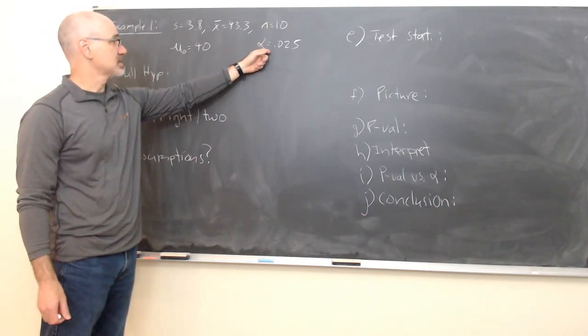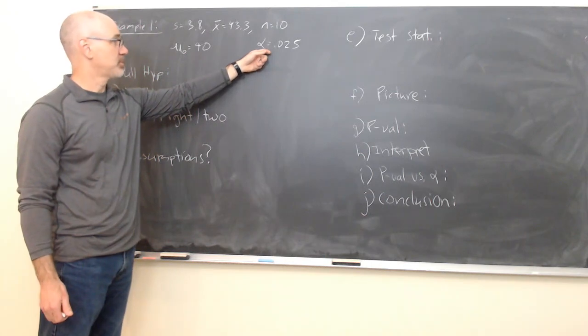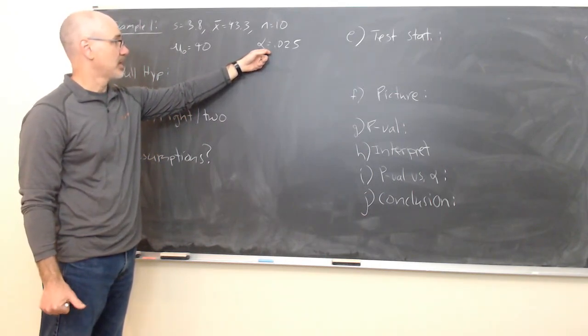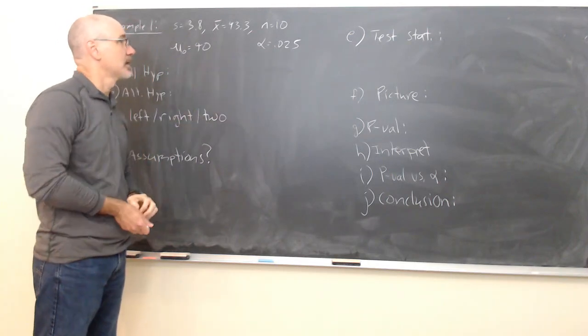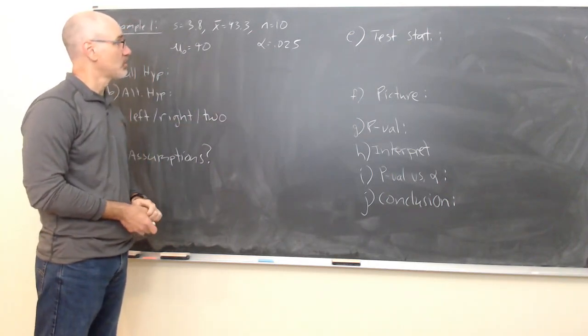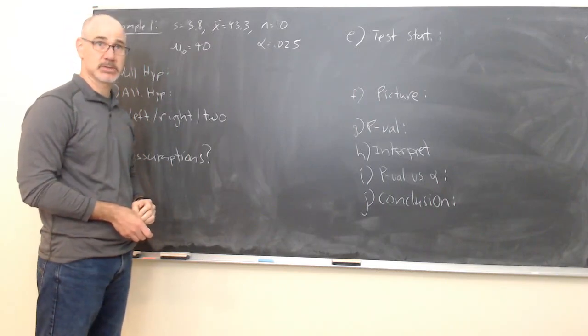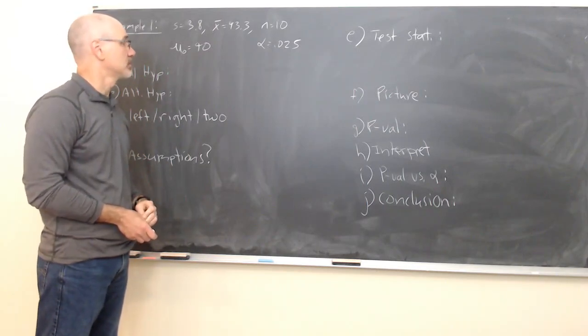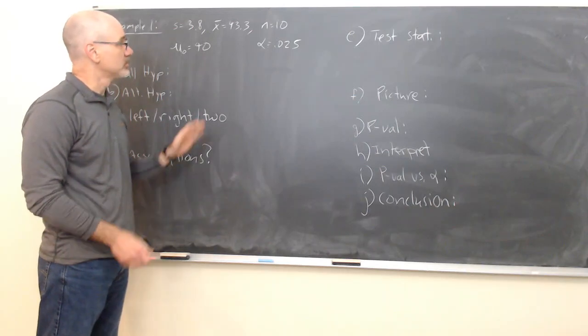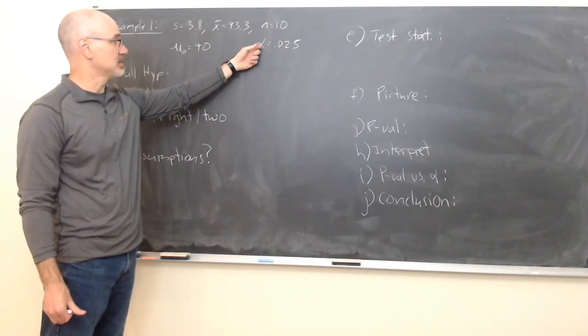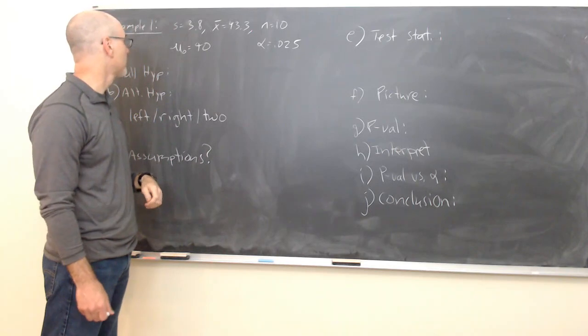Our significance level is pretty strict, 0.025, so that means our test statistic can occur no more than 2.5% of the time simply by chance. So we'll see how to use that at the end of the example.